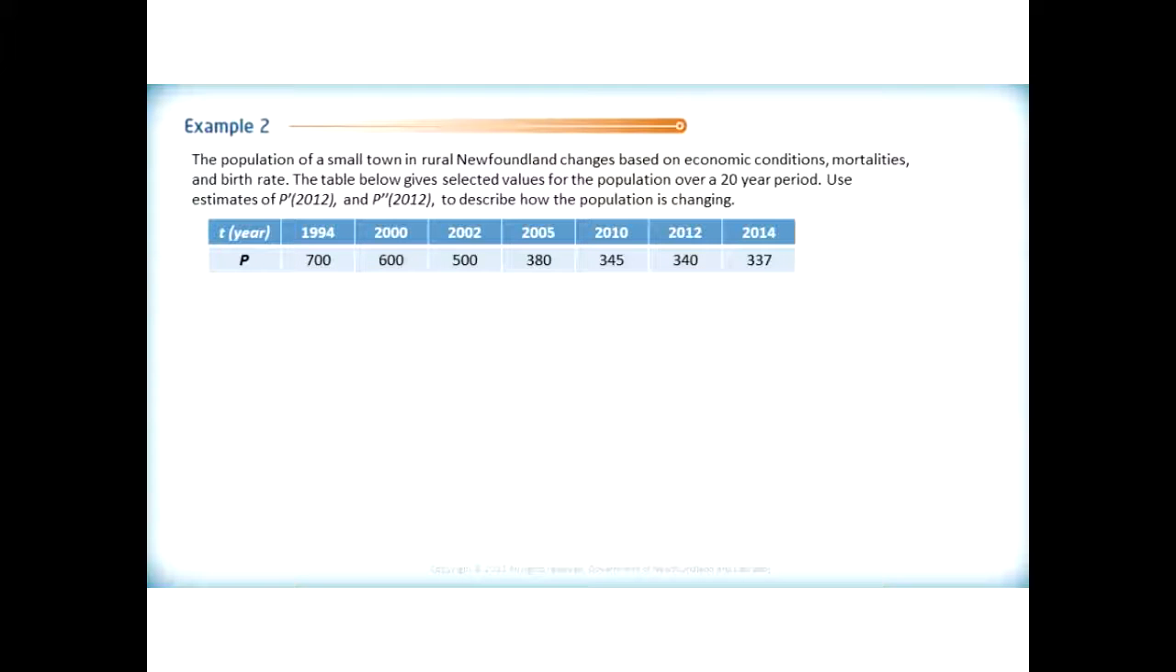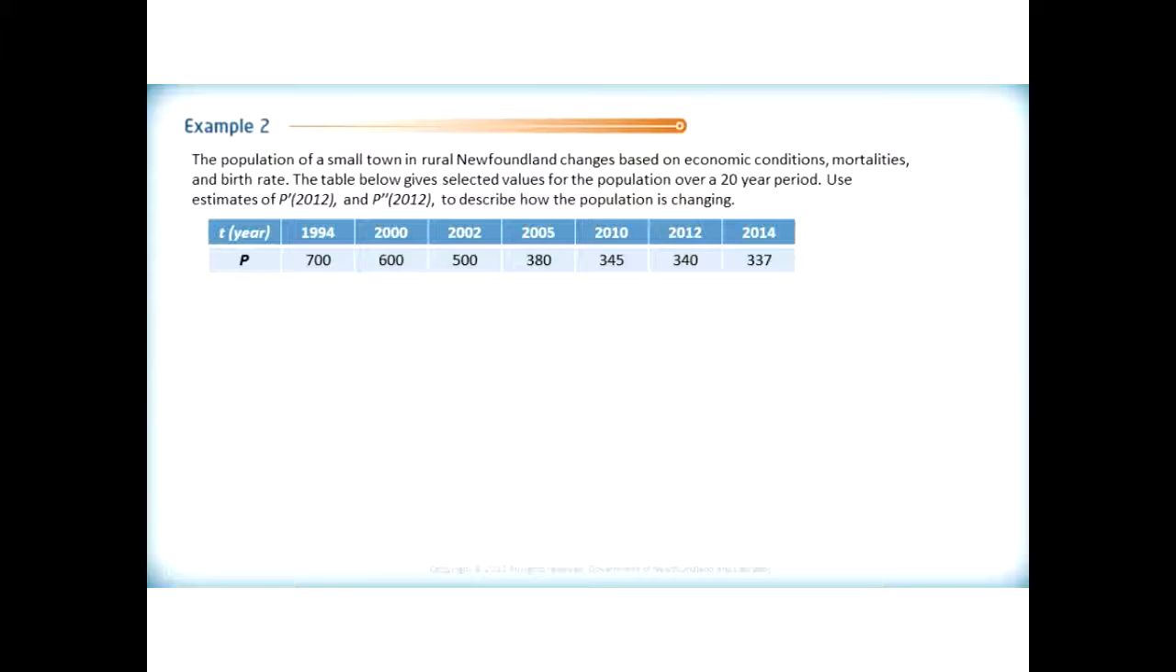The population of a small town in rural Newfoundland changes based on economic conditions, mortalities, and birth rate. So those are pretty much the same factors that affect populations in almost any town under normal circumstances. And it says the table below gives selected values for the population over a 20-year period.